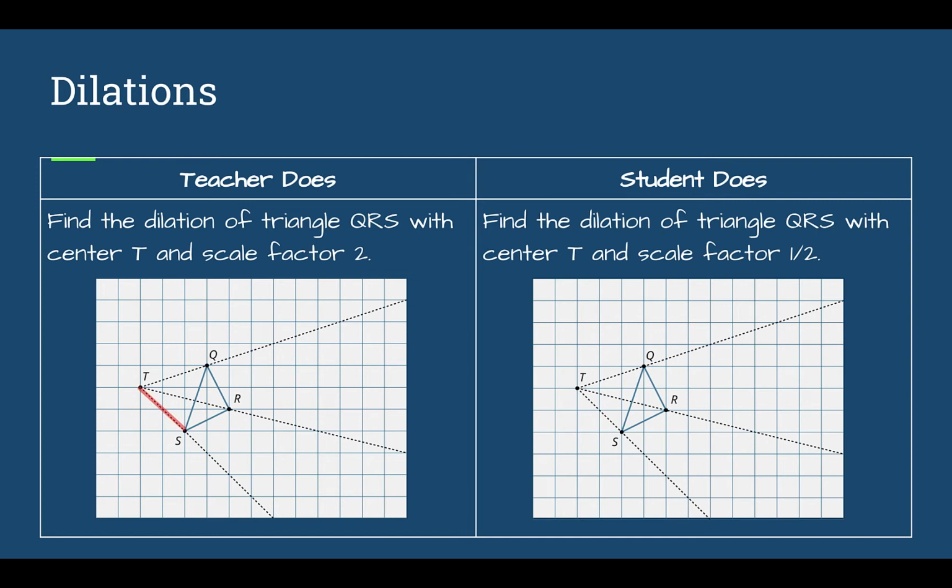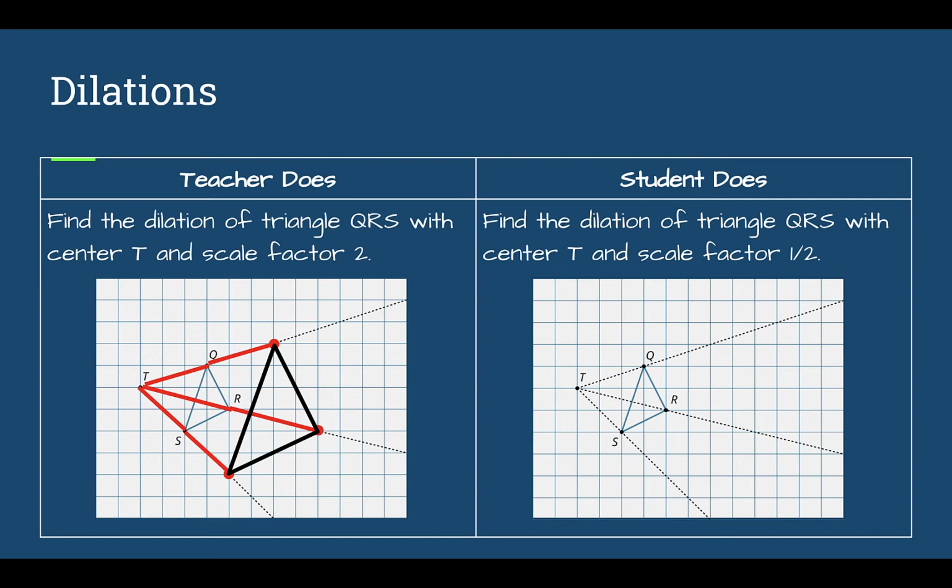So originally, from T to S, I had to go down 2 over 2. Now I need to do that again, so it's going to be twice as far. To go from T to R, I had to go down 1 over 4. Now I need to do that twice, so it's twice as far. T to Q, up 1 over 3, twice. Draw your shape. Now we have a new shape with a scale factor of 2.